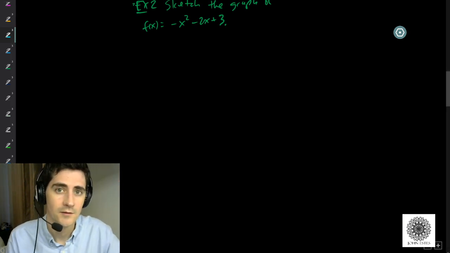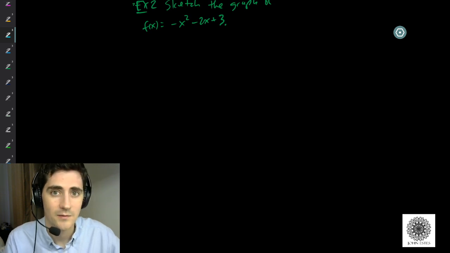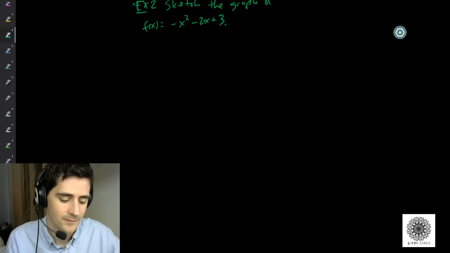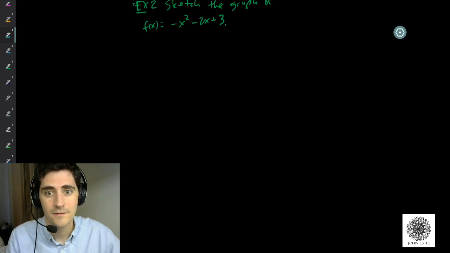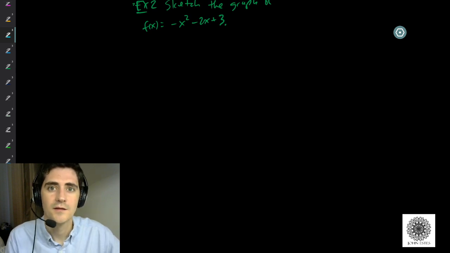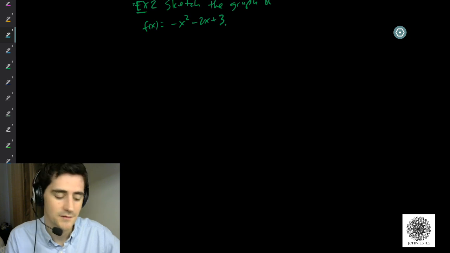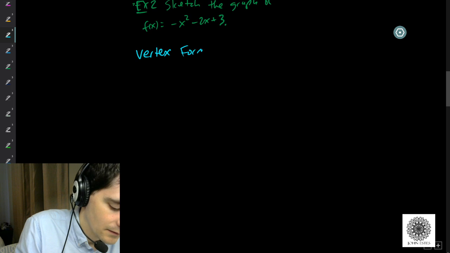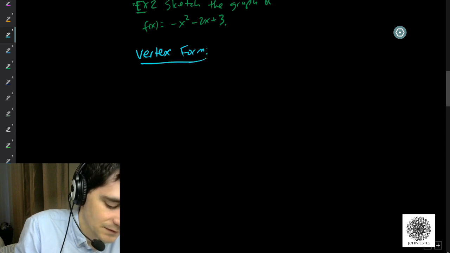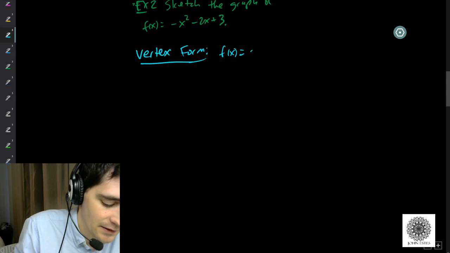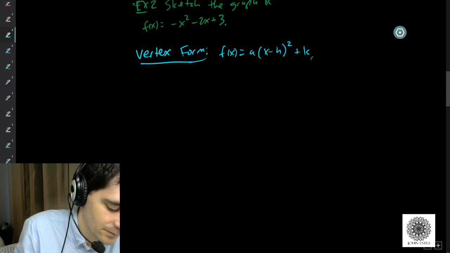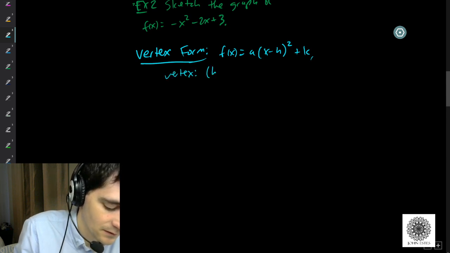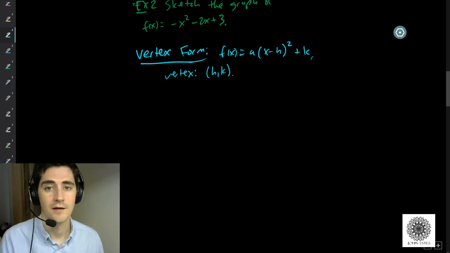There is a way to write the function of the parabola, f of x, my quadratic function, such that it's obvious what the vertex is. And we call this vertex form. And vertex form looks like this. If you can get f of x to be a times x minus h quantity squared plus k, the vertex then will easily be found as the point (h, k).